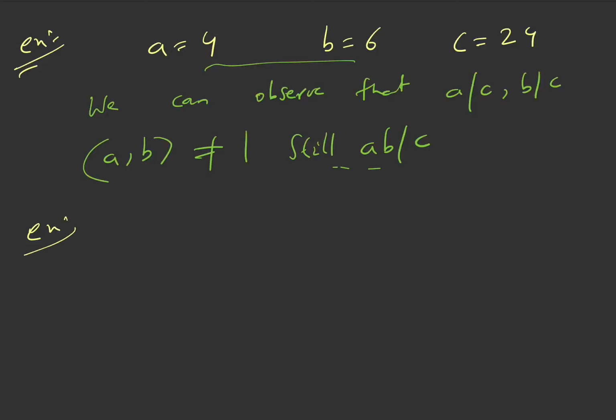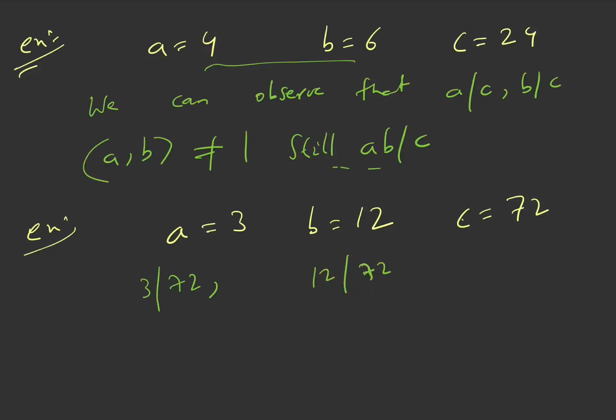Fine. Let us take one more example. This is not a good example to demonstrate the idea. So let us take, say A is equal to 3 and B is equal to 12, right? And say C is equal to 72. You can see that 3 divides 72 and 12 also divides 72, right? And LCM of 3 comma 12 is nothing but 36. So 36 also divides 72, right?